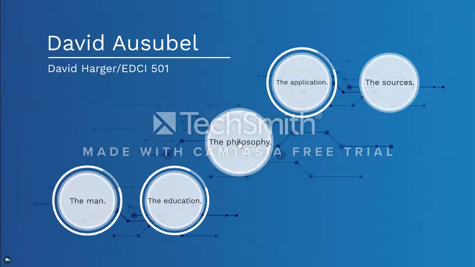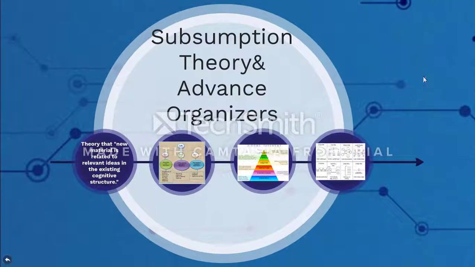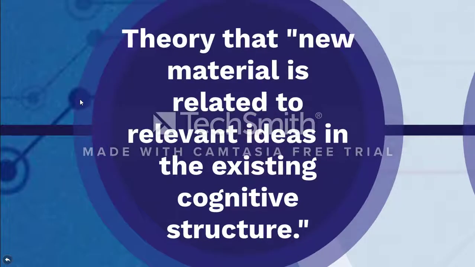Now, as for his philosophy, he's famous for the subsumption theory and advanced organizers. Subsumption theory states that new material is related to relevant ideas in the existing cognitive structure. This seems like a relatively simple idea for us today, but back then it was quite revolutionary. The fact that we can use prior knowledge to acquire new knowledge, prior more abstract knowledge to acquire more complex knowledge.